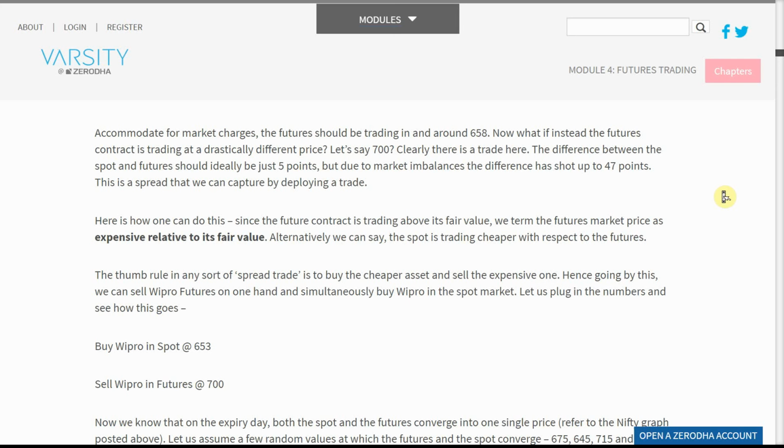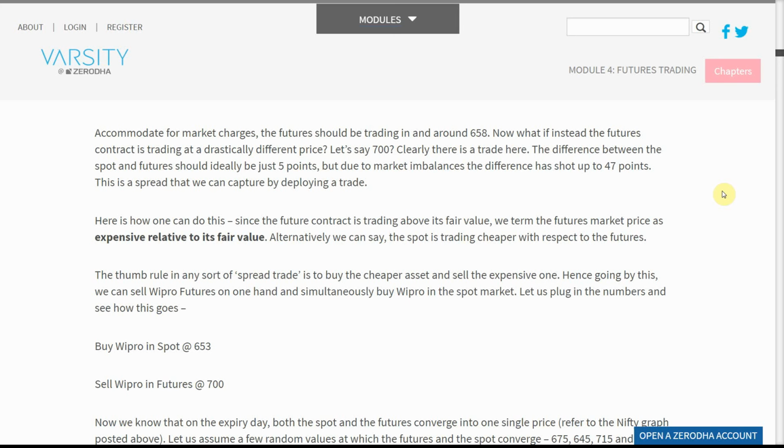Here is how one can do this. Since the futures contract is trading above its fair value, we term the futures market price as expensive relative to its fair value. Alternatively, we can say the spot is trading cheaper with respect to the futures. The thumb rule in any sort of spread trade is to buy the cheaper asset and sell the expensive one. Hence, going by this, we can sell Wipro futures on one hand and simultaneously buy Wipro in the spot market.